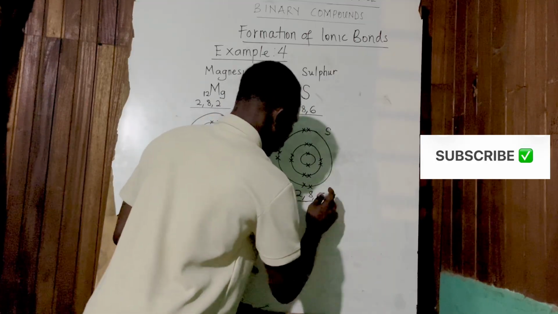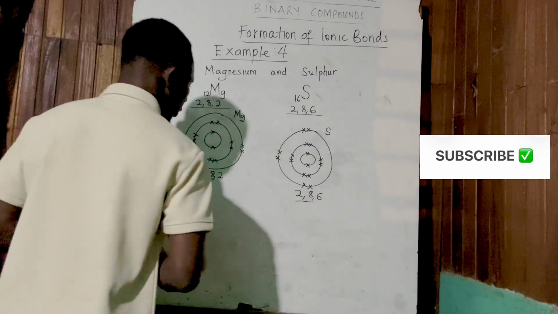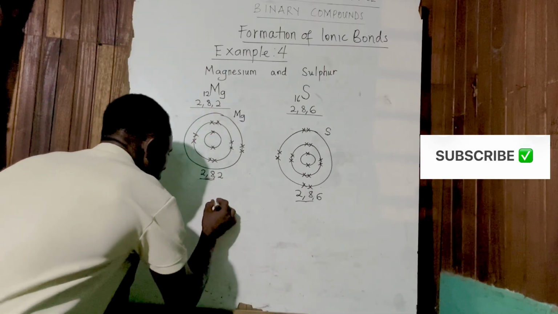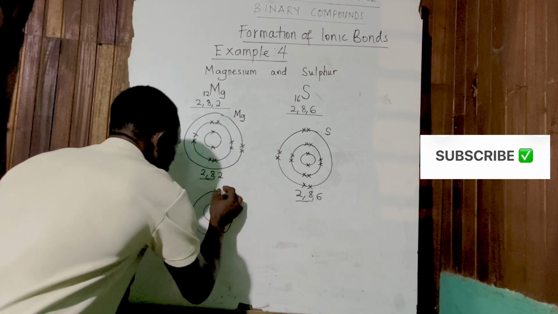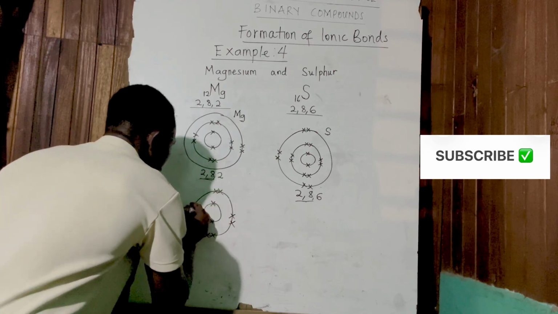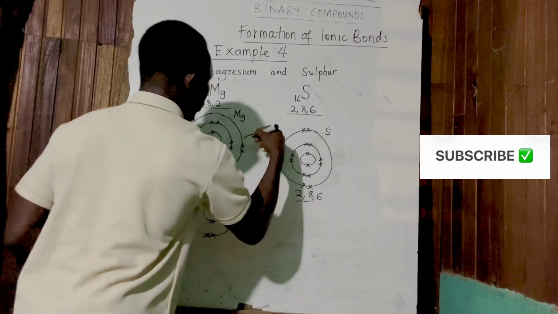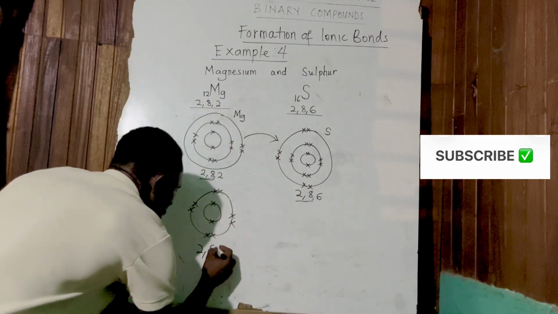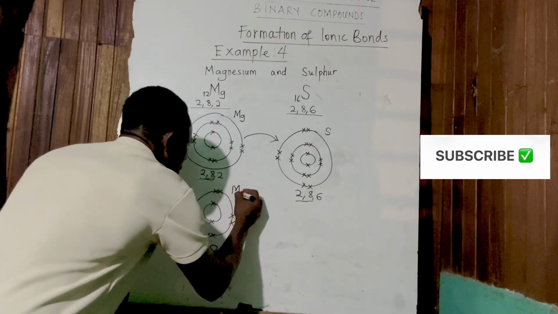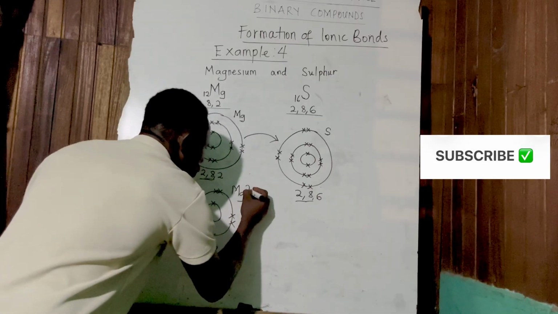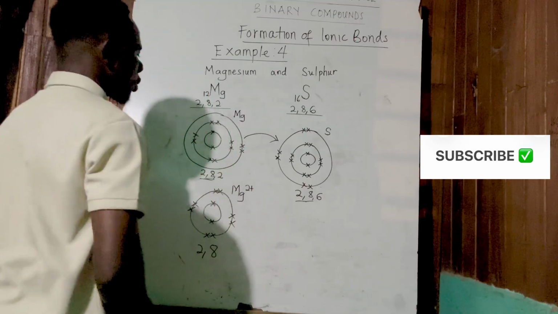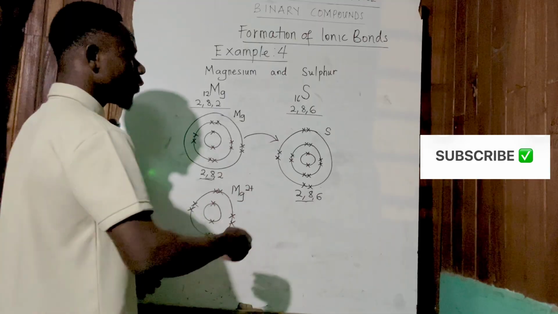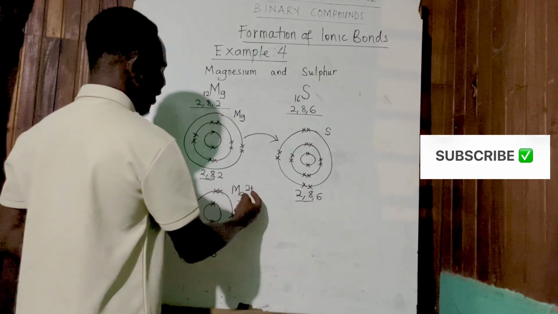So let me draw. We are going to get 2, 8. So I'll draw 2 and 8. This is going to donate 2. So 2, 8 for magnesium. Magnesium donated how many? 2 plus. So we are saying that metals donate electrons to form positively charged ions called cations.